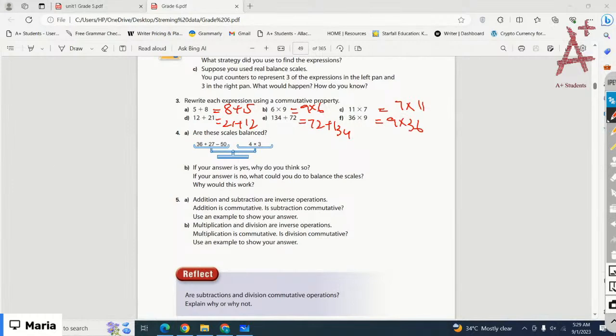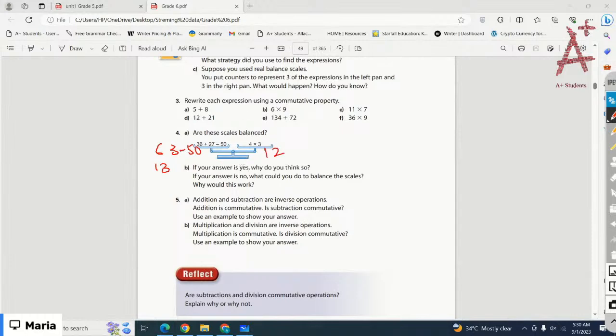Okay, let's just look at question number 4. Are these scales balanced? Okay, 36 plus 27 is 7 plus 6 is 13, 3. 63 minus 50. So 63 minus 50 is 13, right? Let me just use calculator. 36 plus 27 is 63, and 63 minus 50 is 13. Yes, 13, and 4 times 3 is 12. Are these scales balanced? No.